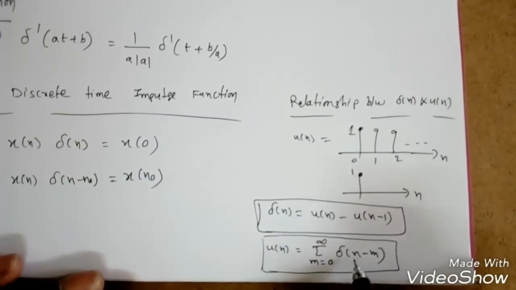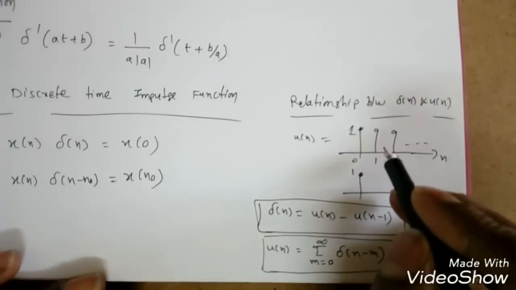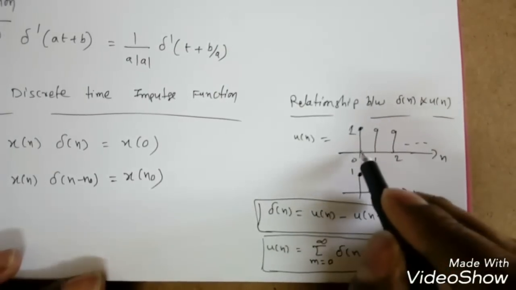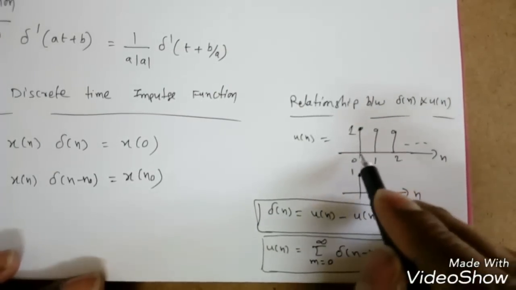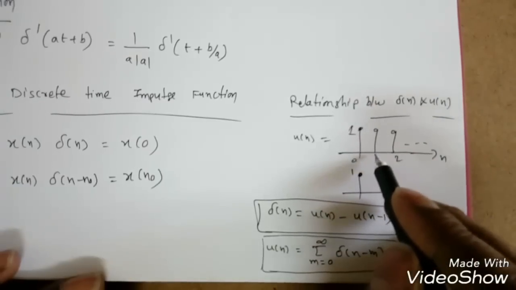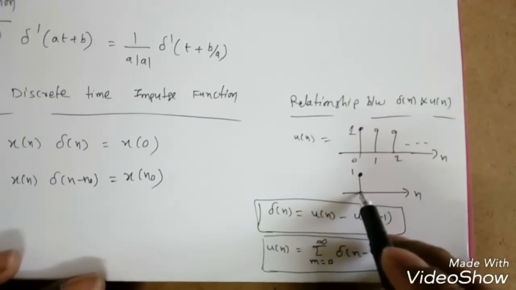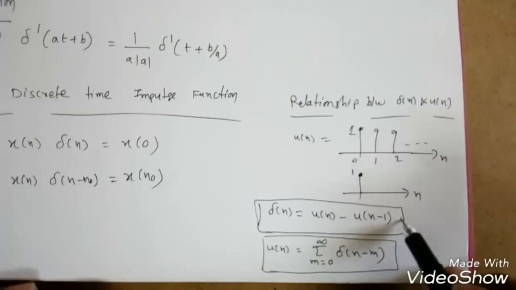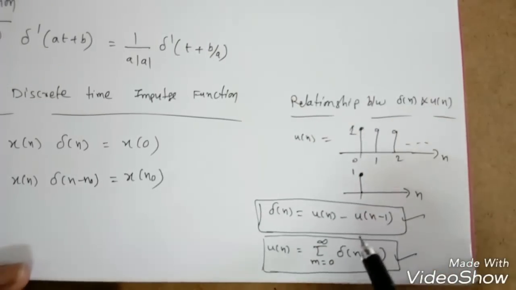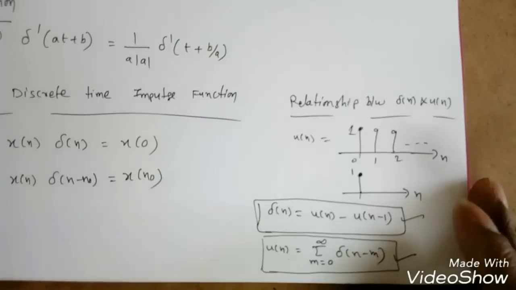Suppose m is equal to 0, we will get delta n. M is equal to 1, delta n minus 1. M is equal to 2, delta n minus 2. So it's nothing but the unit step function. If I want this one, u of n, and one term is right shifted, it will start from 1. So if I subtract, from 1 to infinity it will be cancelled, and we will only get the impulse function. So these two are the relationships between impulse and unit step sequences, right?